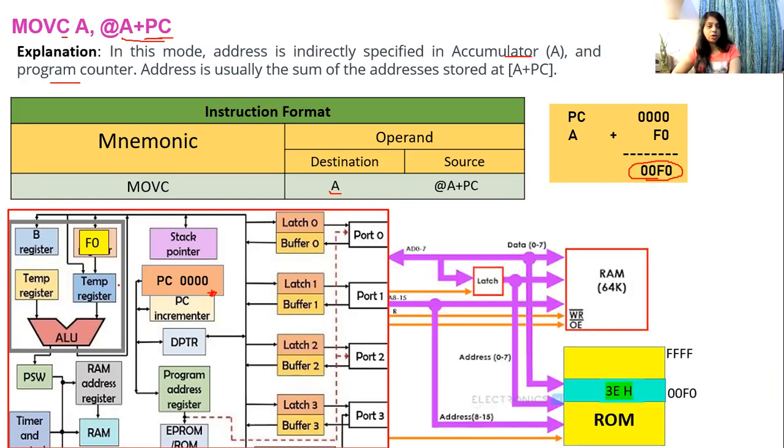So again, this is ROM. There are multiple locations, multiple registers, and out of those, one location has the address 00F0. So this instruction will transfer the contents of this memory location, this 3E, into the accumulator. So it is about external ROM.